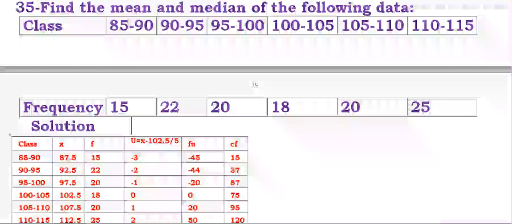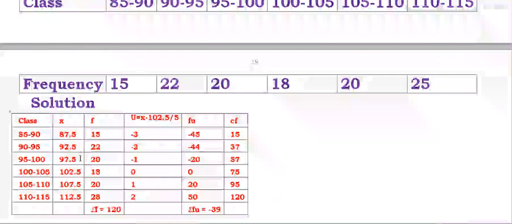For the mean we will first calculate the x. X is the midpoint of class, that is 87.5, 92.5, 97.5, 102.5. In this we will take x as 102.5 and we will calculate the deviation divided by 5, minus 3, minus 2, minus 1, 0, 1, 2, and multiplying by f we will get minus 45, minus 44, 20, 0, 20, 50.